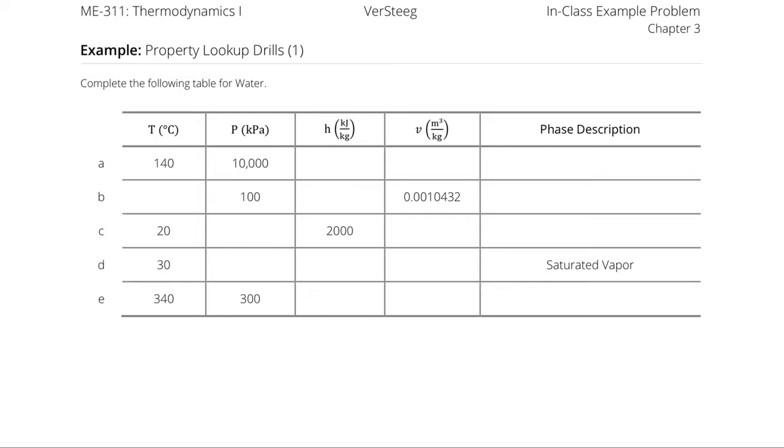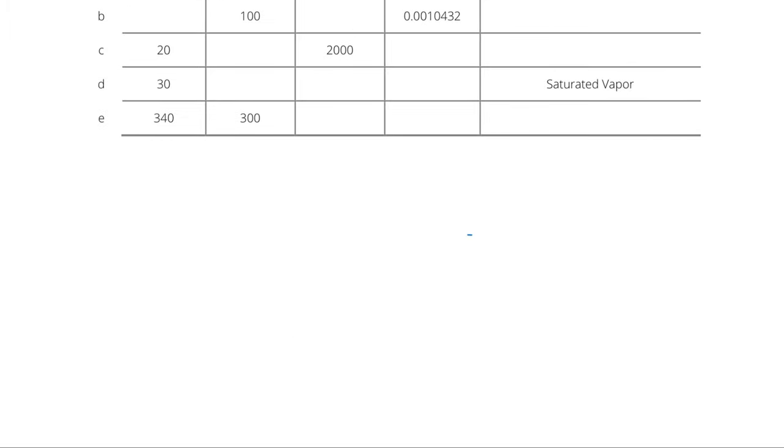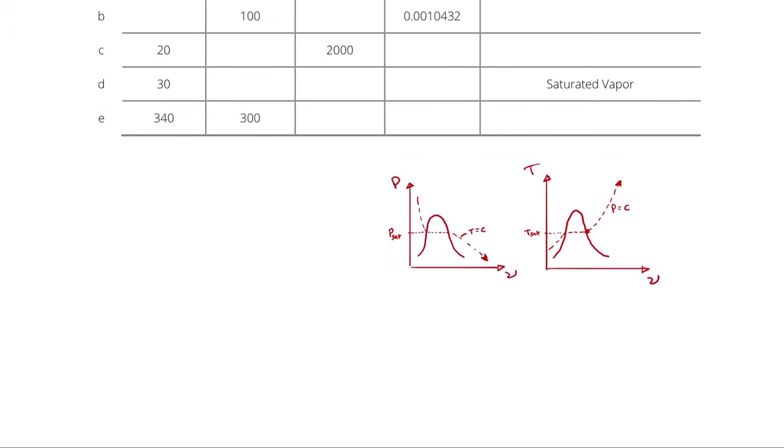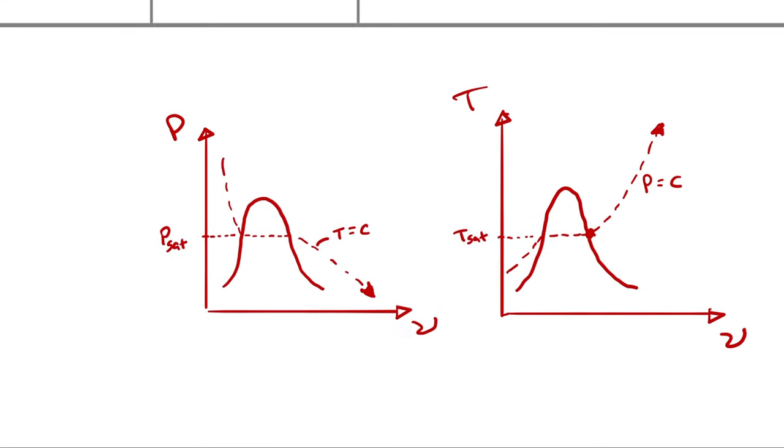I find the easiest way to do that is to consider what's happening on the PV or TV diagram, and to visually place the pressure corresponding to our saturation pressure on the PV diagram, because this line of constant temperature right now represents 140 degrees Celsius. So we have a higher pressure than PSAT, which means we must be to the left of the dome, which means we have a compressed liquid.